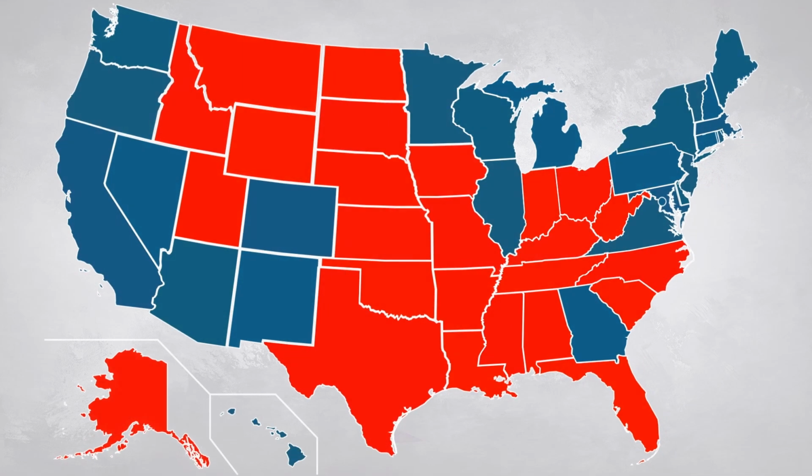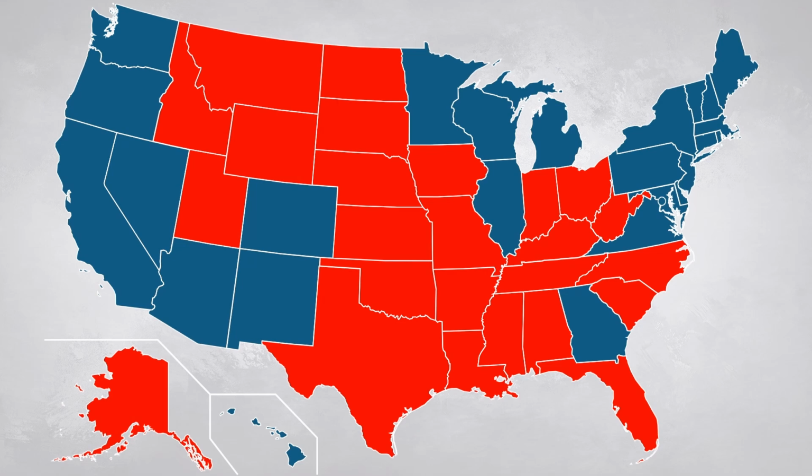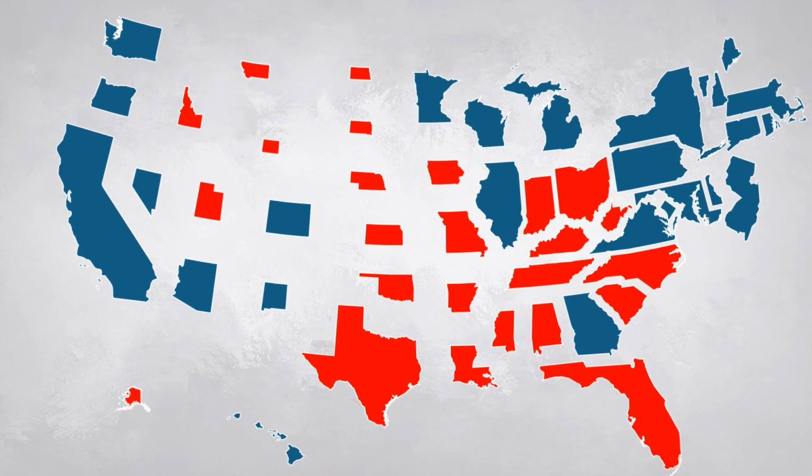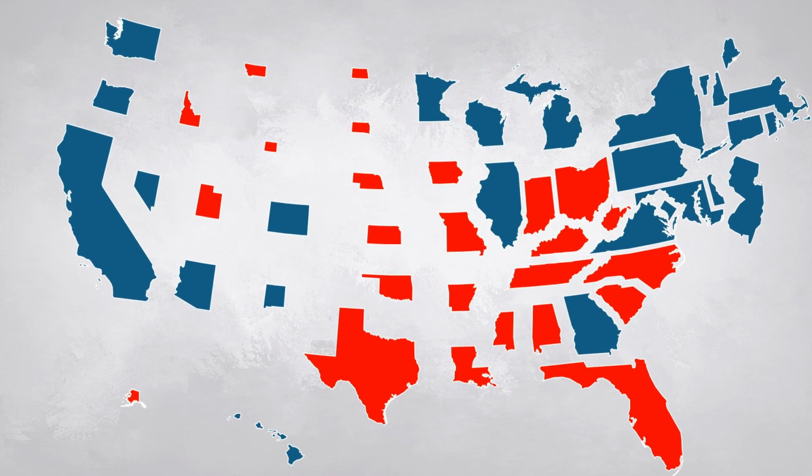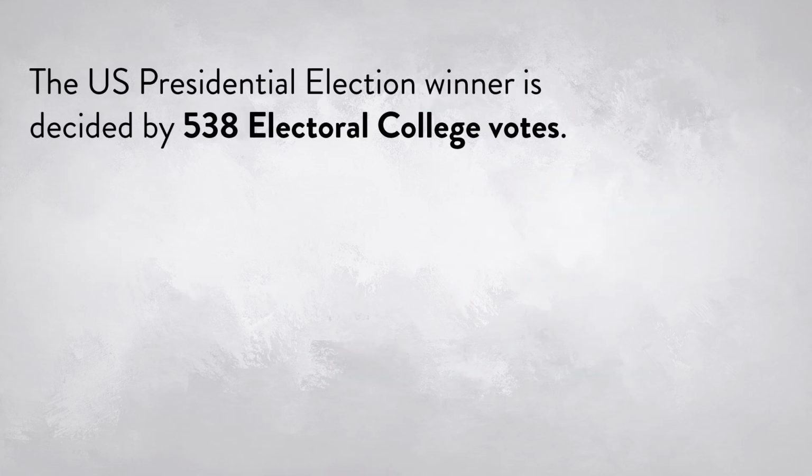Look at this map. Based on the amount of red and blue, who do you think would have won this election? What about now? When we think about elections, it's way more about the people voting and not the land. But in the United States elections, it is about the people and it's also about the land. The U.S. presidential election winner is decided by 538 Electoral College votes.